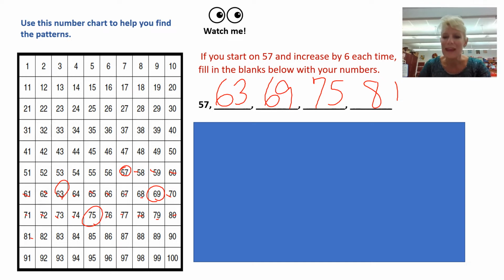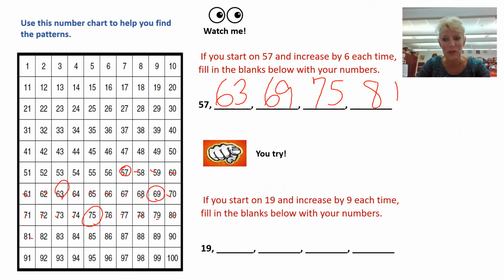All right, now it's time for you to try. Use your hundreds chart and see if you can practice doing some increase. Pause the video and then come back and we'll check it together. Here you go.